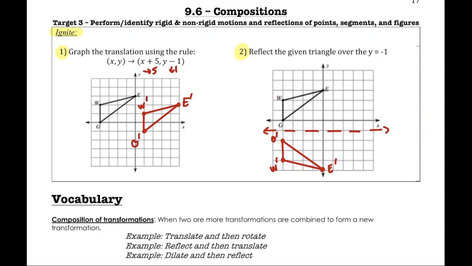On question 2, this one is all about reflecting over the given line. So y equals -1, that's the line that goes through -1 for y. So if we reflected over that line, you would get the image that you see here.